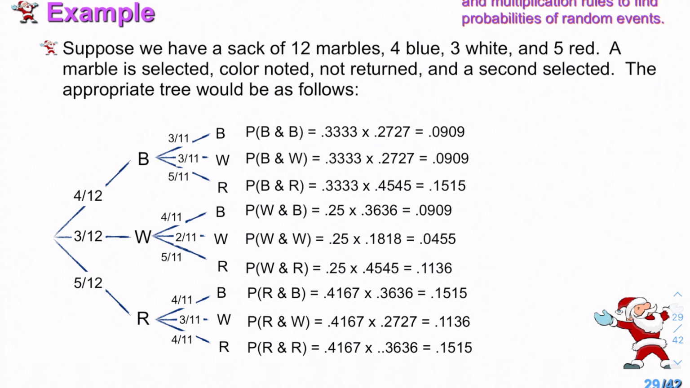For example, let's talk about replacement. The easiest example that math teachers go to is marbles in a bag. So suppose we have a sack of 12 marbles, 4 blue, 3 white, and 5 red. A marble is selected, and the color is noted. It's not returned. When it says not returned, this is no replacement, which means we will have one less marble in the bag each time. And a second is selected. The appropriate tree would be as follows.